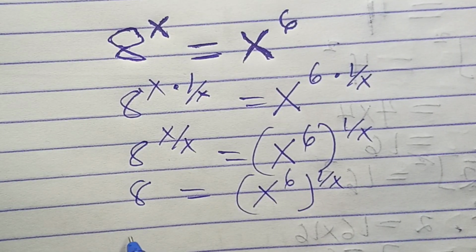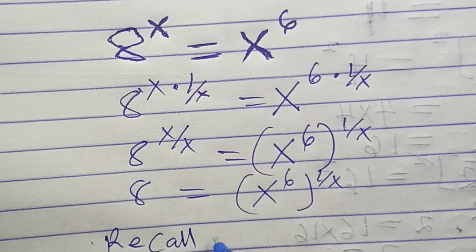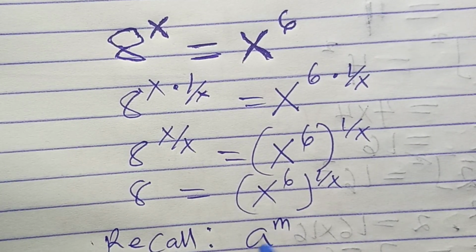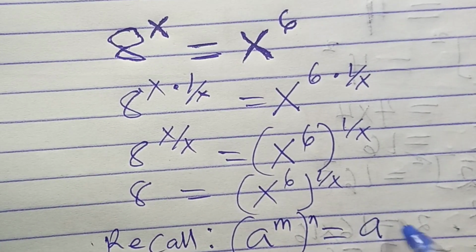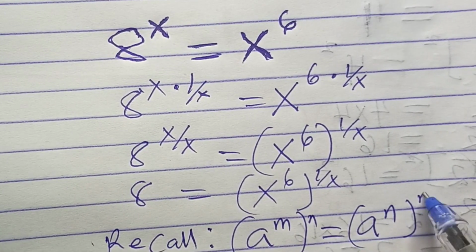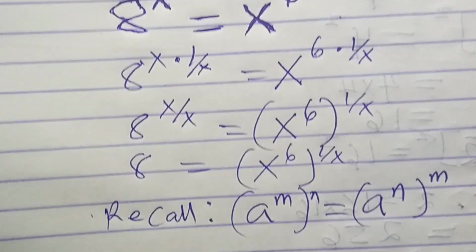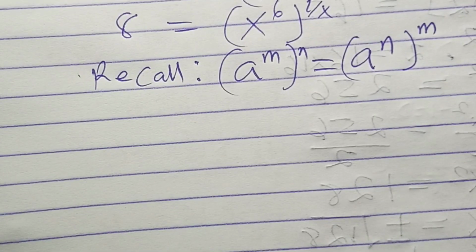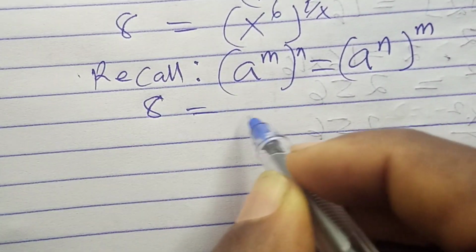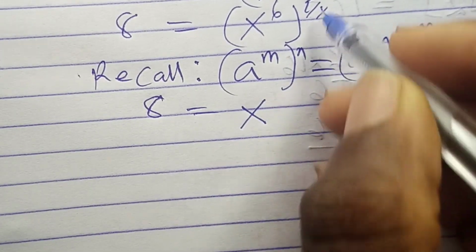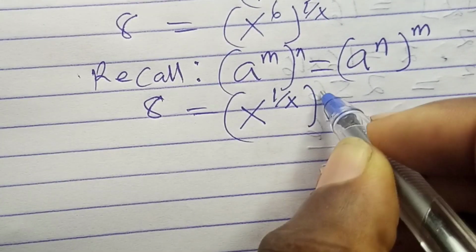Recall that a raised to power m raised to power n is the same thing as a raised to power n raised to power m. So we're going to write here, we can write this as 8 equals x raised to power, bring this, 1 over x, raised to power 6.